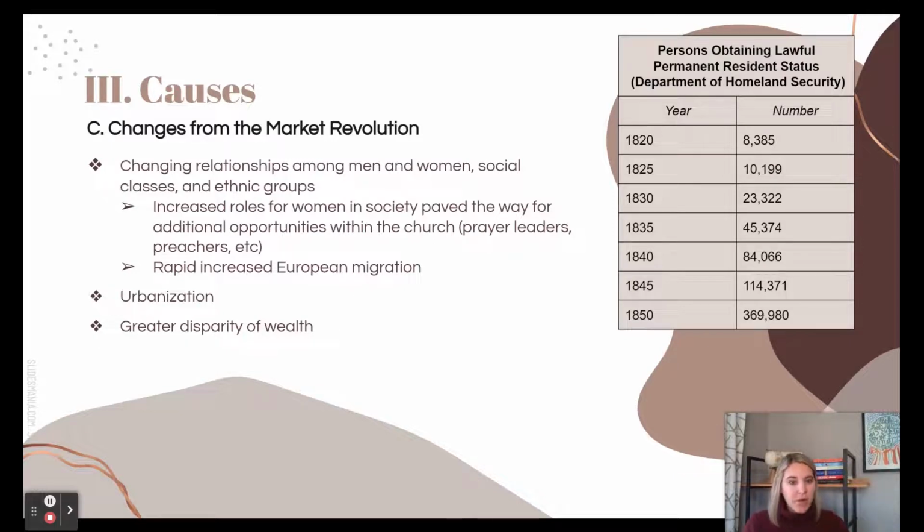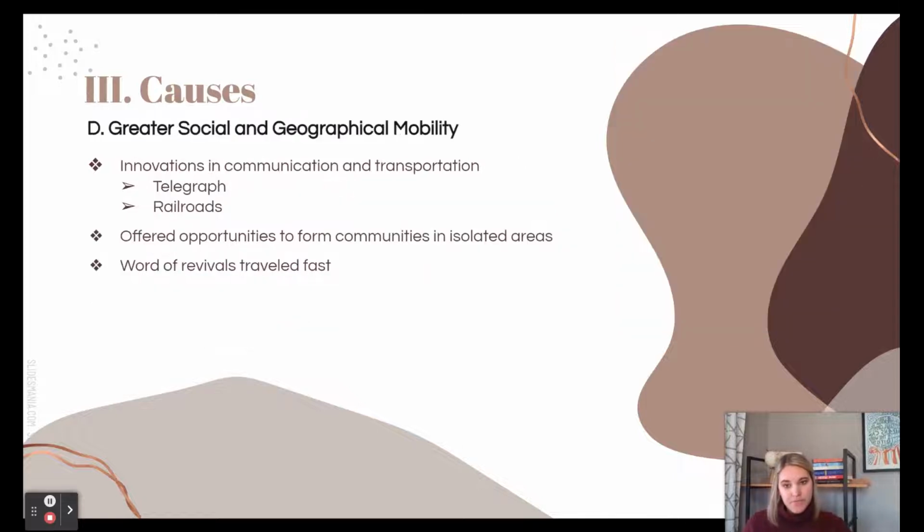Okay, changes caused by the market revolution as well. During the market revolution, we see a lot of changes in the relationships between men and women, between social classes, as there's a greater disparity of wealth. We see changes among ethnic groups occurring because our demographics are changing so rapidly. If you look at that table on the right side of your screen, you will see that from 1820 to 1850, there is just a massive and rapid increase in immigration to the United States. All of that changes the way that our landscape is. We have bigger cities. We have an expansion to the west. We see increased roles for women. And so all of these changes are also going to be reflected in the church.